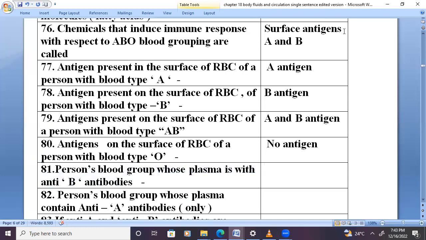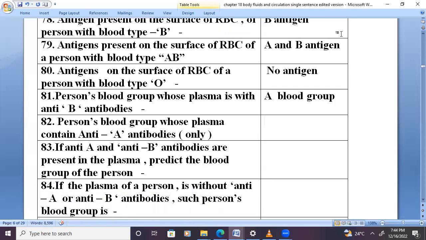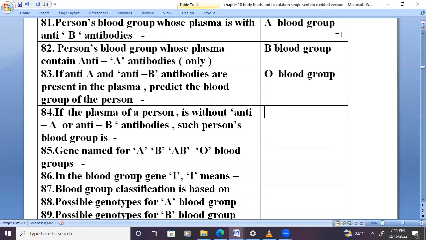A person whose plasma has anti-B antibodies has blood group A. A person whose plasma contains anti-A antibodies has blood group B. If both anti-A and anti-B antibodies are present in the plasma, the blood group is O. If the plasma is without anti-A or anti-B antibody, the blood group is AB.